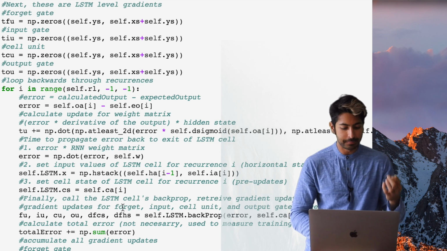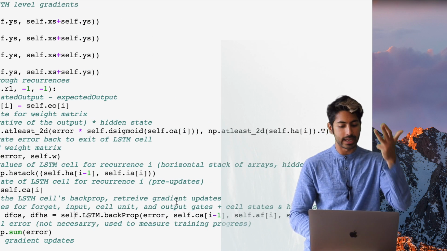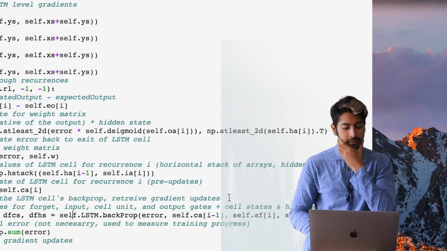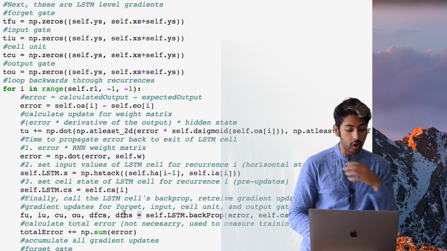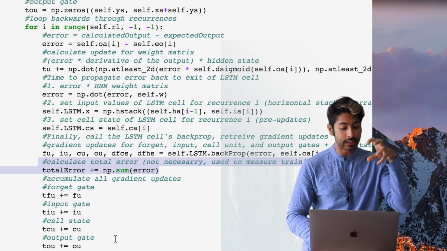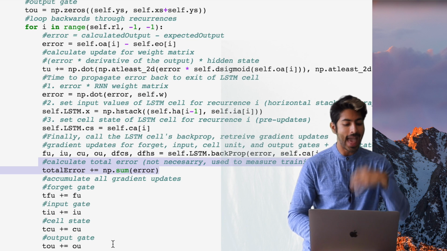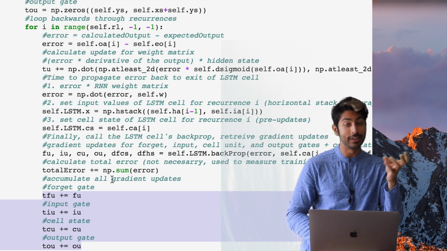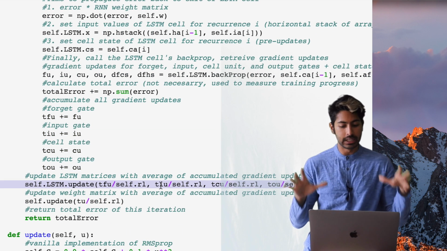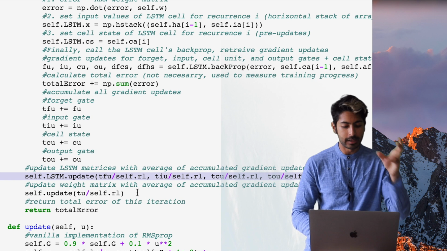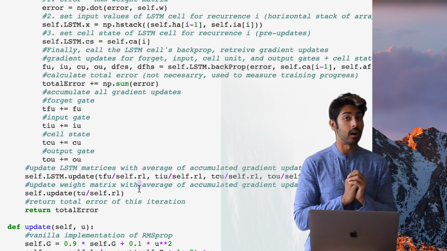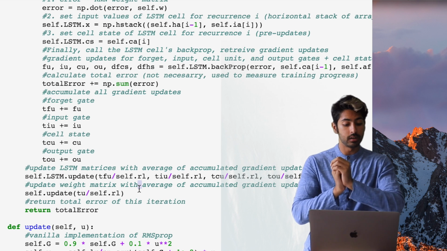So this is going to compute gradient updates for our forget, input, cell unit, and output gates, and the higher level cell state and the hidden state, those 2 higher level parameters. And so these are all of our gradients. Now we can accumulate those gradient updates by adding them to our existing empty values that we initialized right at the start. And then we can update our LSTM matrices with the average of the accumulated gradient updates, and then update our weight matrix with the average of the accumulated gradient updates, and return the total error of this iteration. And that's backpropagation in general.